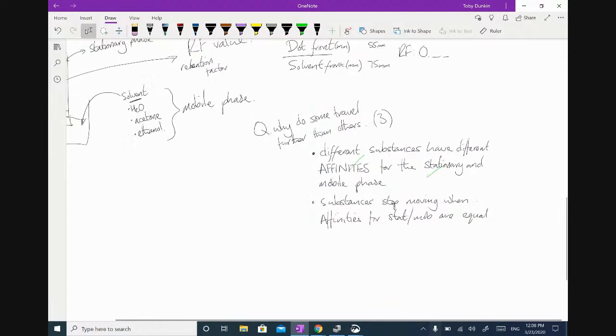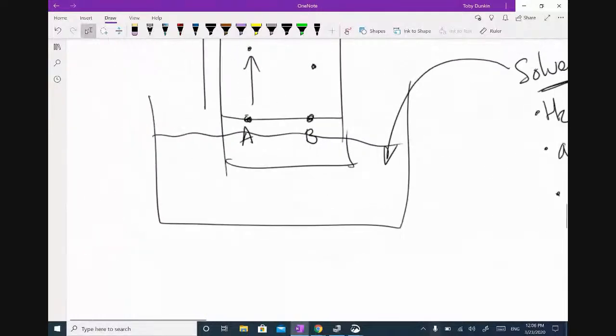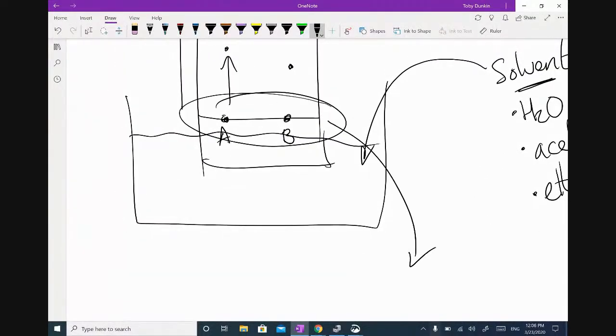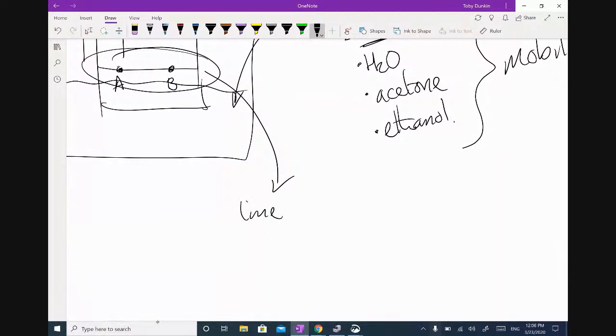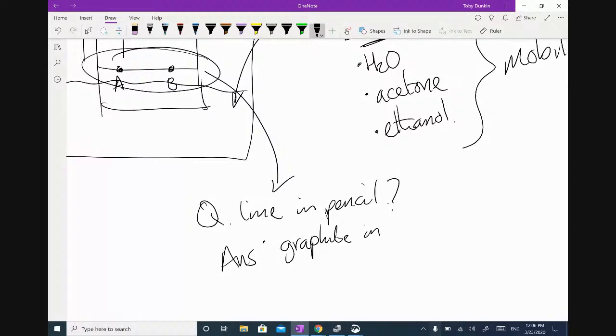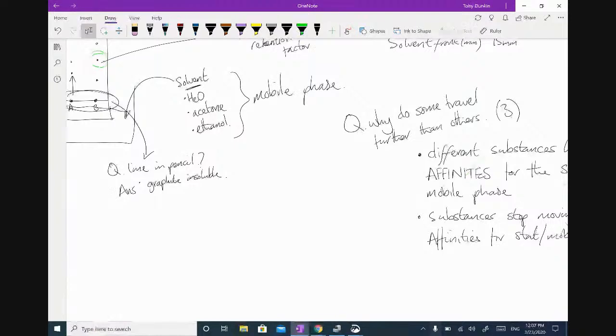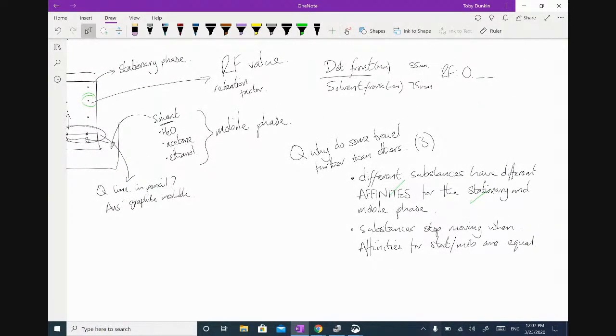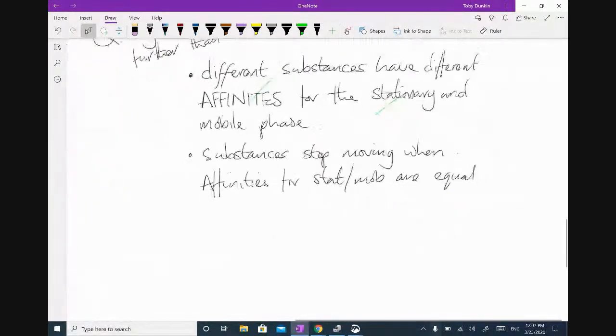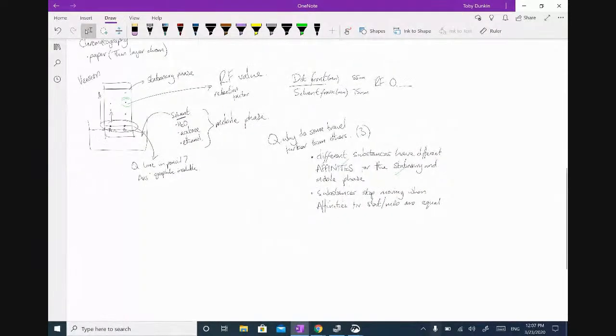Now, this makes total sense, because you guys have been answering a question for years: why is the line in pencil? The answer is that graphite is insoluble. In reality, we can translate that to A level: graphite has a higher affinity for the stationary phase than the mobile phase. So therefore, it doesn't move. It much prefers to be on the paper than in the water. Not complicated.